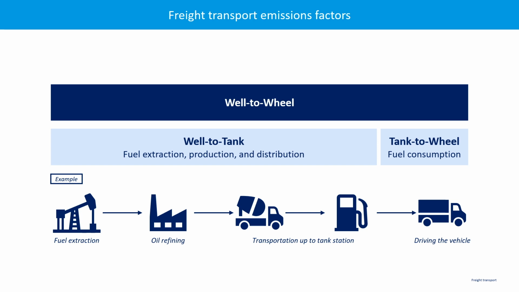Well-to-tank emissions are upstream from tank-to-wheel emissions. So well-to-tank emissions are the emissions that are emitted before the fuel arrives at the tank. So this includes fuel extraction, oil refining, the transportation of the fuel, and in case of electrical vehicles, well-to-tank emissions are the emissions created for the production of the electricity. So well-to-tank emissions factors reflect these emissions.